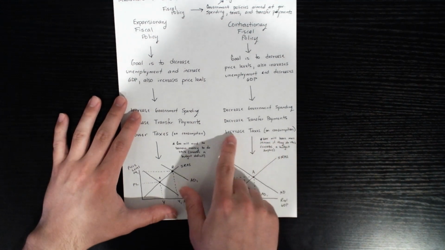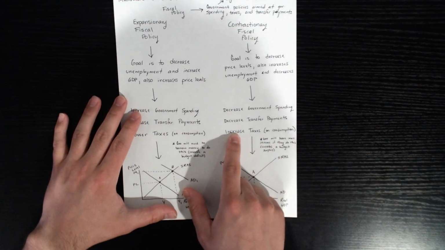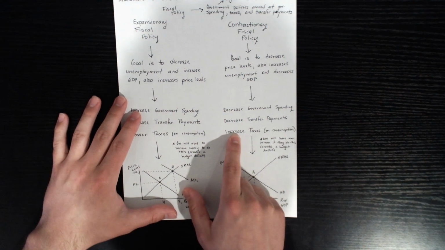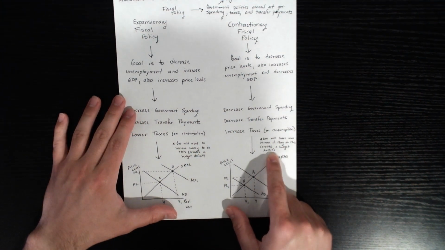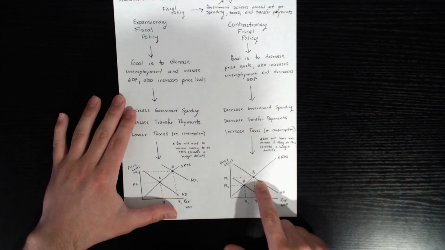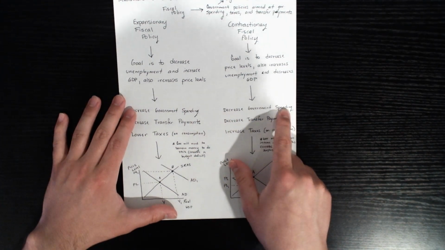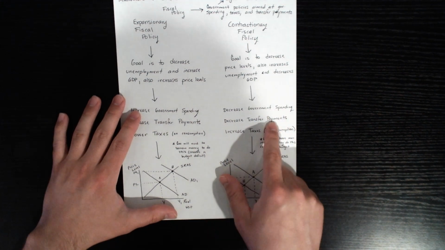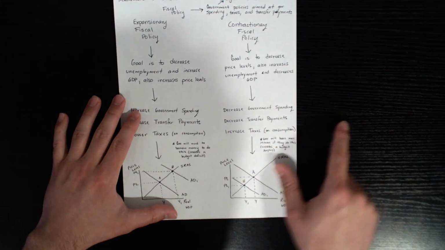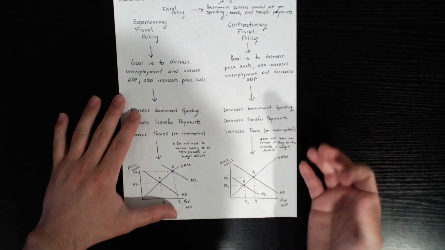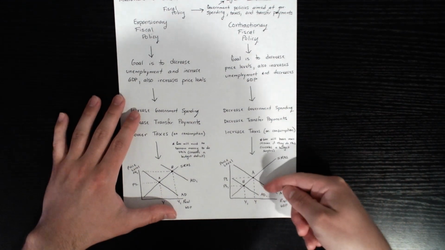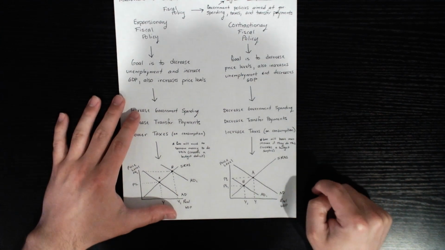Now, since the government's going to get more revenue, more income from these taxes than they're spending, this is going to create a budget surplus. And this is going to decrease spending. Decreased transfer payments will mean people have less money to spend. Increased taxes means people have less money to spend. So it decreases spending across the whole economy, shifting aggregate demand to the left.